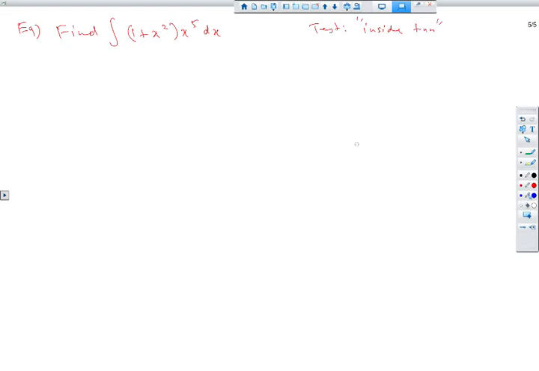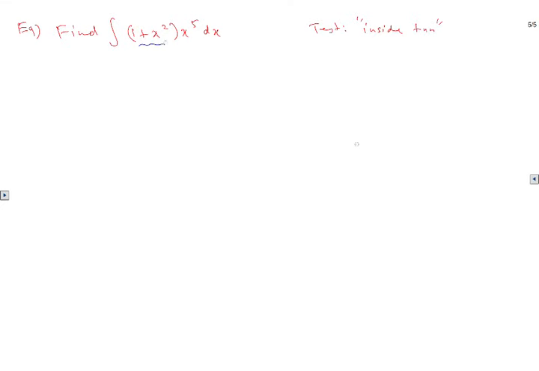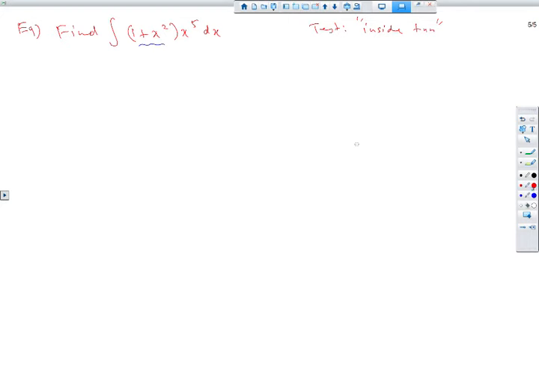So let's say find the integral of 1 plus x squared, to the x to the 5th dx. So let's do the test. If we do the test, inside function, yep, that's clear. So you see the inside function, but do you see the derivative?